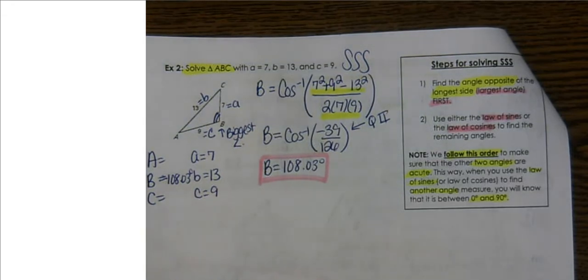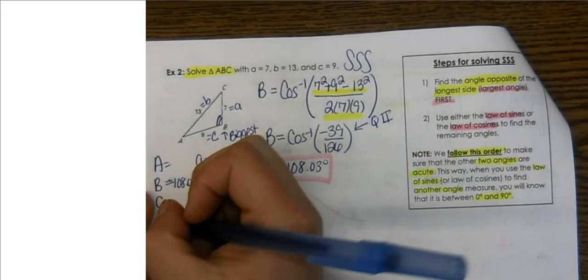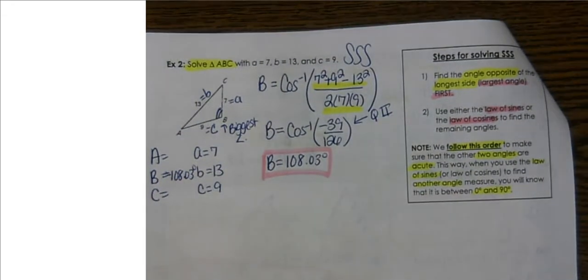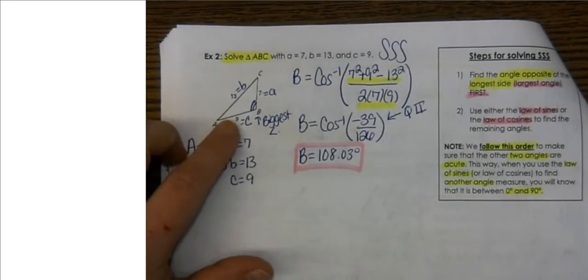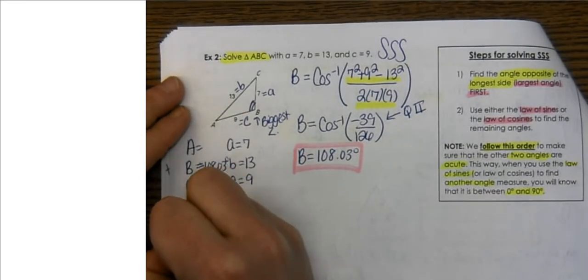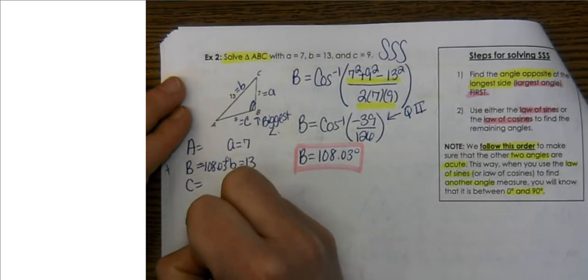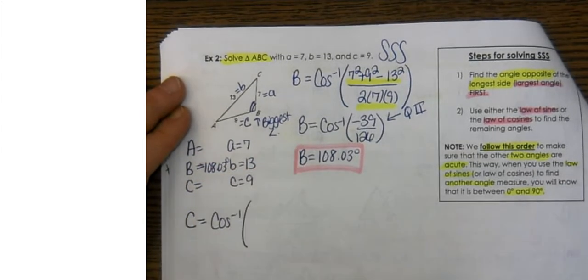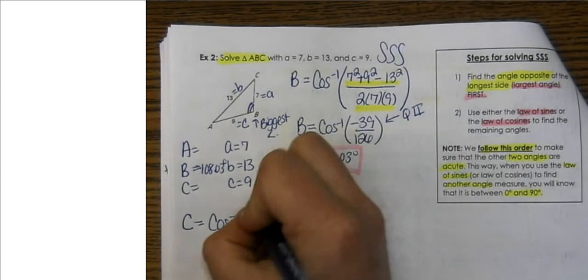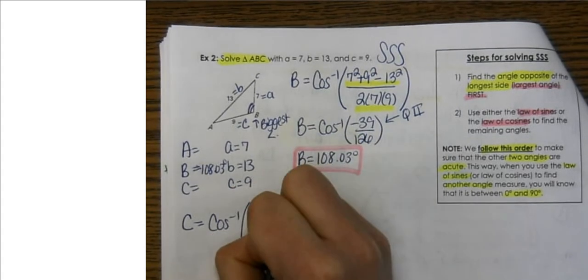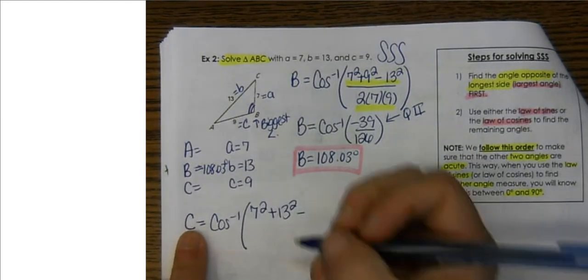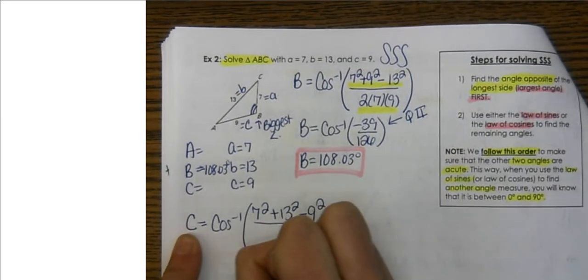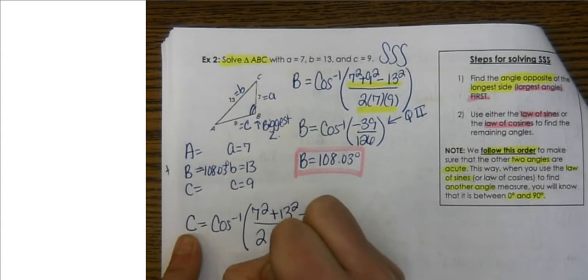So you have a choice. You can either work with the law of cosines or you can work with the law of sines. I think I'm going to work with the law of cosines just so I can show you that once again, and I think I'm going to find the measure of angle C. So I'm going to say angle C is equal to the cosine inverse of my other sides. So that's going to be 7 squared plus 13 squared minus my opposite side of C, which is 9, so minus 9 squared, divided by 2 times 7 times 13.